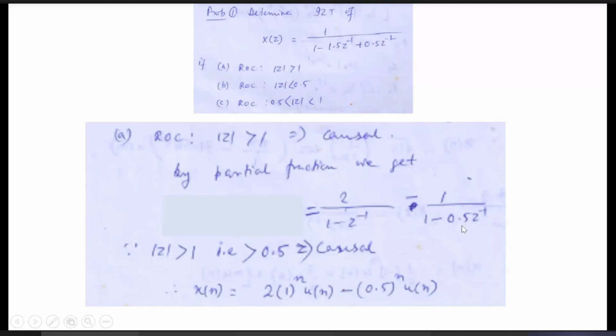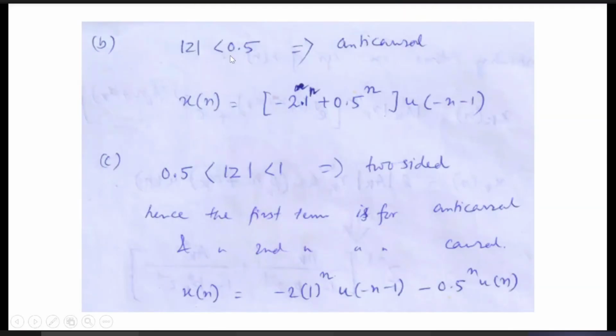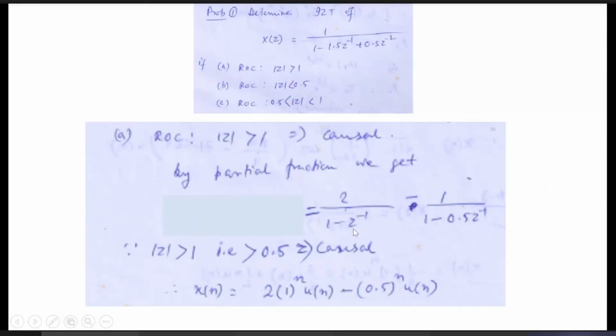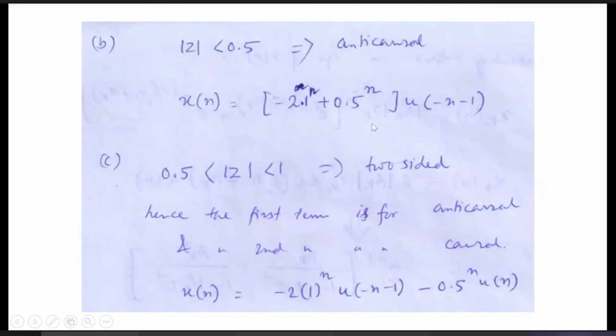So the question is, if ROC is less than 0.5, you see both the poles are beyond that value 0.5. 0.5 is already there, and 1, mod z less than 0.5 means obviously it is less than 1 also. So both the sequences will represent anti-causal. Okay, so for the anti-causal case, the signal is minus a to the power n u[minus n minus 1].